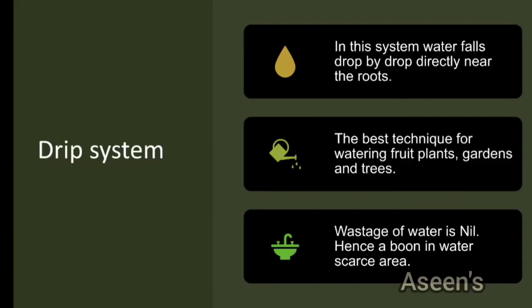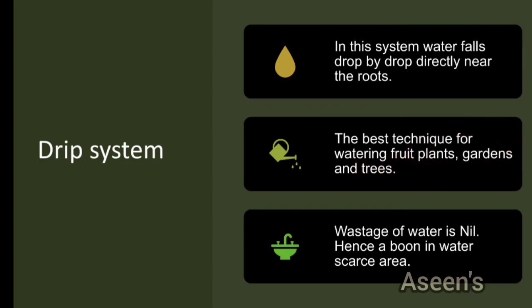Now, next is the drip system. Drip system is nothing but dripping water. In this system, water falls drop by drop directly near the roots. So wherever your roots are, you connect this drip system such that the drops fall directly where the roots are. You are not wasting any drop of water here. Every drop counts. This is basically the idea behind the drip system. It's the best technique for watering fruit plants, gardens and trees.